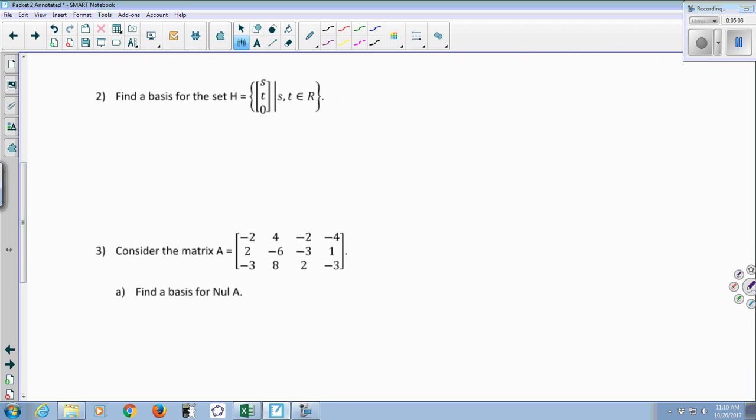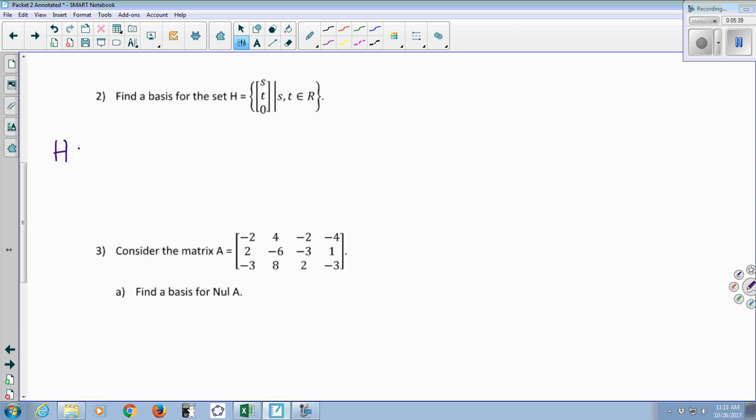All right, so now I have a set H. I've described it in set builder notation. It's just the set of all vectors that look like a real number, 0. Okay. And I want to describe this with a basis. So a basis is a spanning set that's linearly independent. So I need to come up with a set of vectors that when I take linear combinations of them, I can build every vector in H. And the vectors that I choose need to be linearly independent.